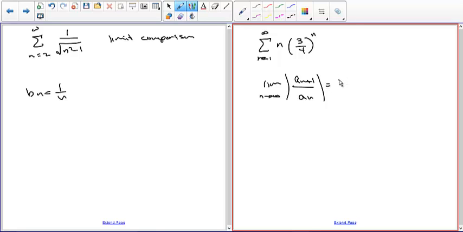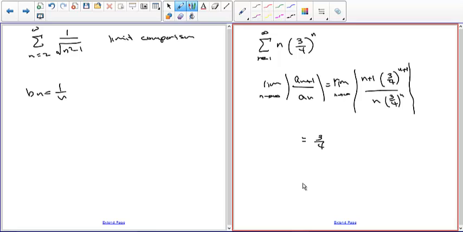So you'd have the limit as n goes to infinity of n plus 1 times 3/4 to the n plus 1 over n times 3/4 to the n. And we did it in class, and you simplified, and it came out to be 3/4. Was that the limit? Yeah. So the limit was 3/4.